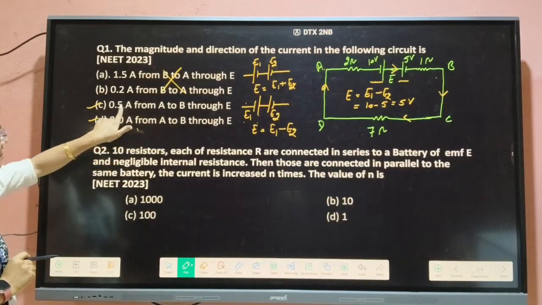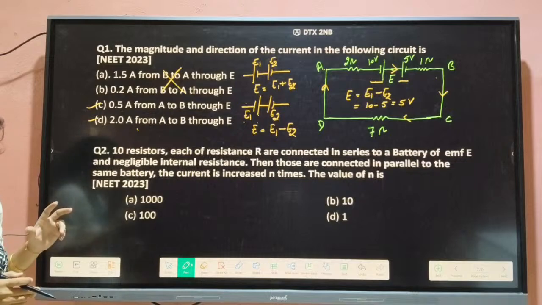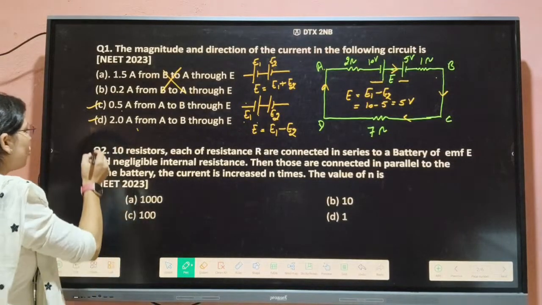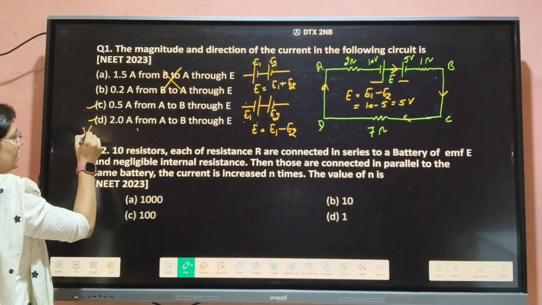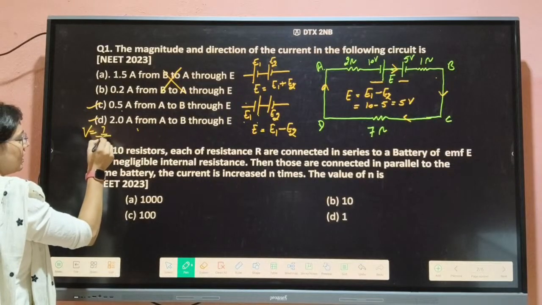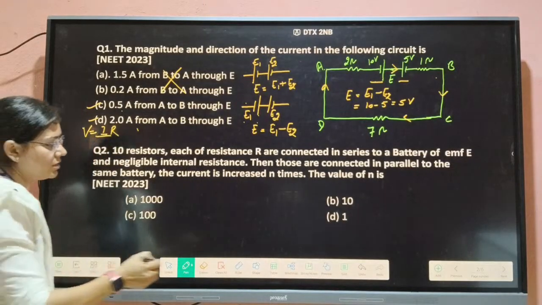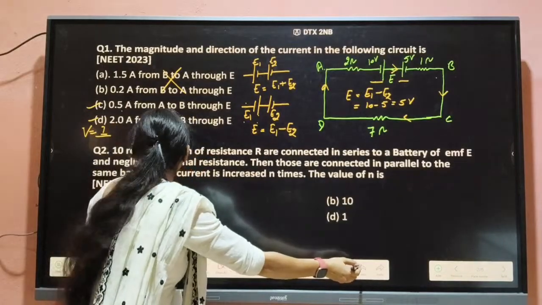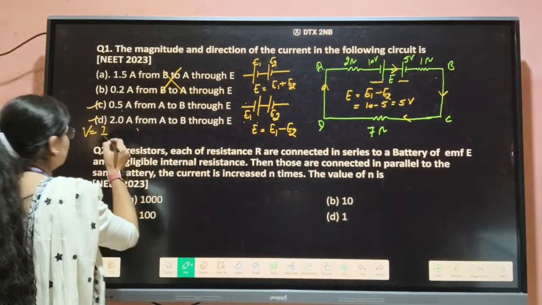Now we will check the magnitude of the current. How can we find the current? By using Ohm's law, we know that V is equal to IR. Yes or no? By using Ohm's law we can write V equal to IR.